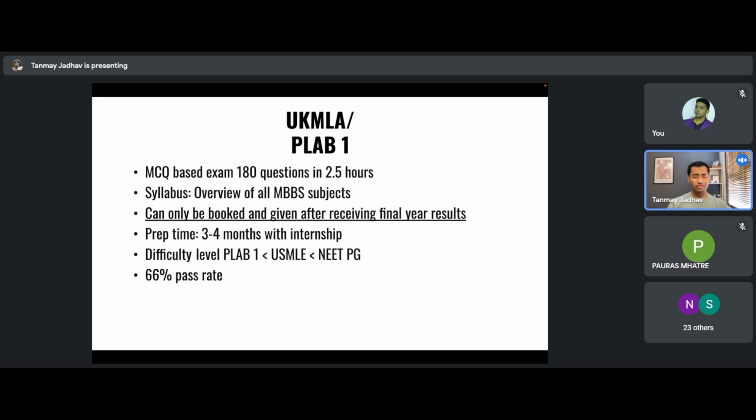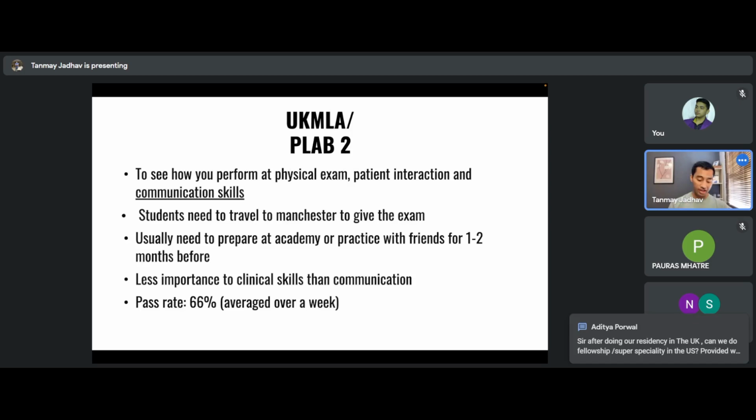You just need to talk to the patient, so that they can see your communication skills essentially. And this is where most people lag behind, which is why you need to join an academy and practice with your friends for at least 1 to 2 months for all the clinical scenarios which are usually on the exam.